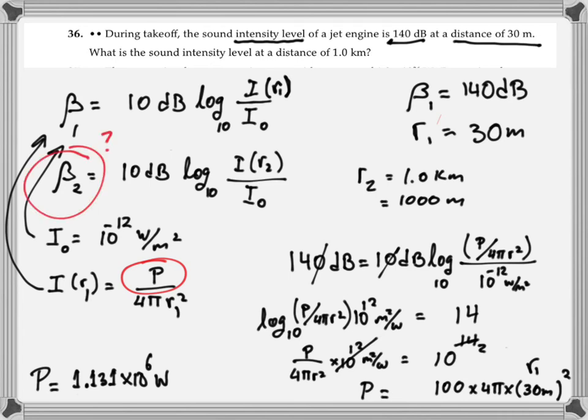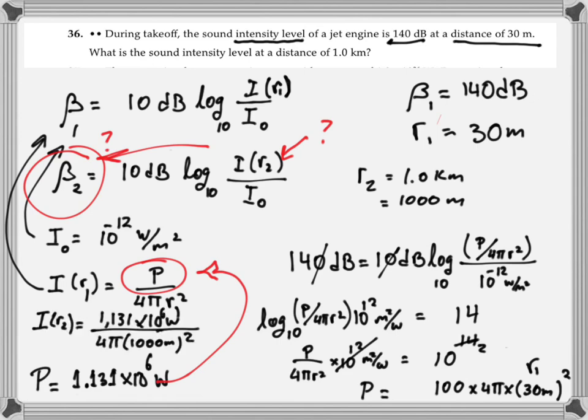Again, what we're looking for is the intensity level at a distance of 1,000 meters, which we call beta 2. The idea is to replace in the equation the intensity at this new distance of 1,000 meters, and that will give us the value of beta 2. So how do we get the intensity at a new distance? We plug in for power 1.131 times 10 to the 6, and the new distance is 1,000 meters, 1,000 squared in the denominator. That gives us the intensity at a distance of 1 kilometer away from the jet engine.